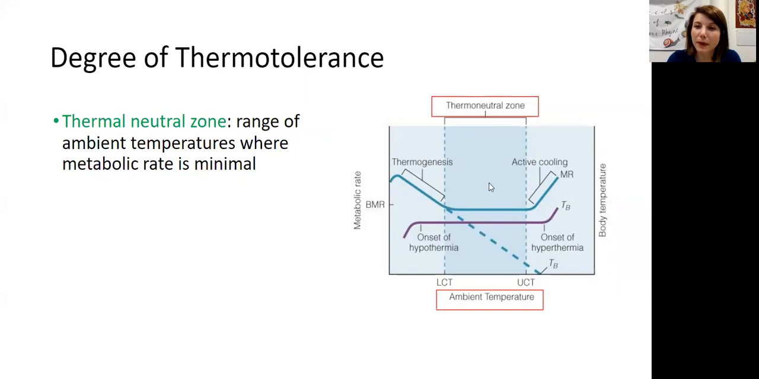And up top, we have this term, thermal neutral zone. And this is the zone in which the animal doesn't have to expend a lot of energy to exist within these temperatures. So ideally, an animal would spend the majority of its life in the thermal neutral zone so that it didn't have to put a whole lot of energy into maintaining its body temperature.